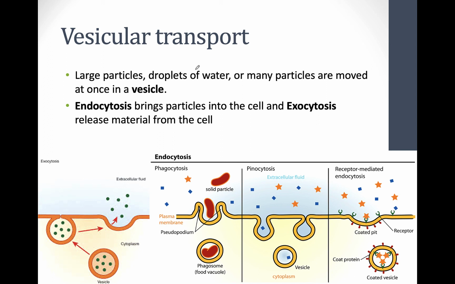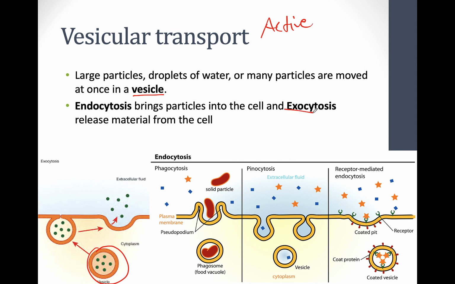The last type of active transport is called vesicular transport. So this is also active. And this is going to be how we move really, really big things. These are going to be moved in what's called a vesicle. So this is a vesicle, a little pocket of cell membrane inside of the cell.